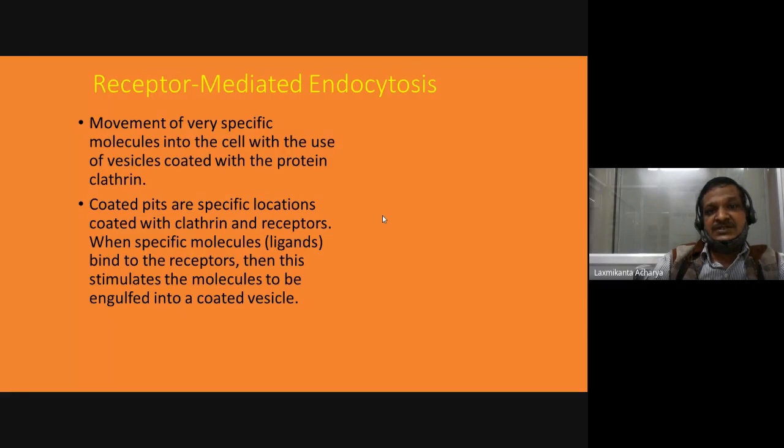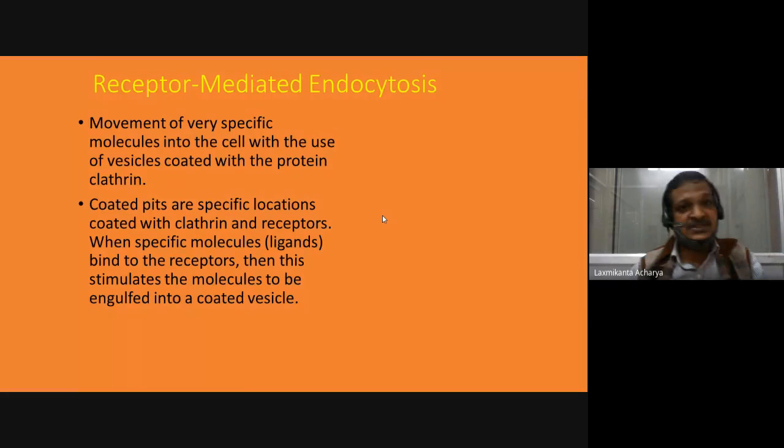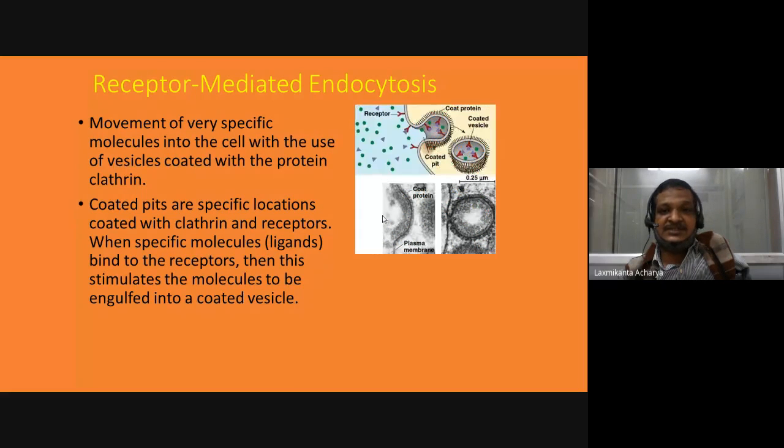This is a process of endocytosis, but it doesn't occur on its own. For this endocytosis, you need some kind of receptors, and they are utilized for this process of endocytosis. You see, these are your receptors. What are these receptors? Who can say?